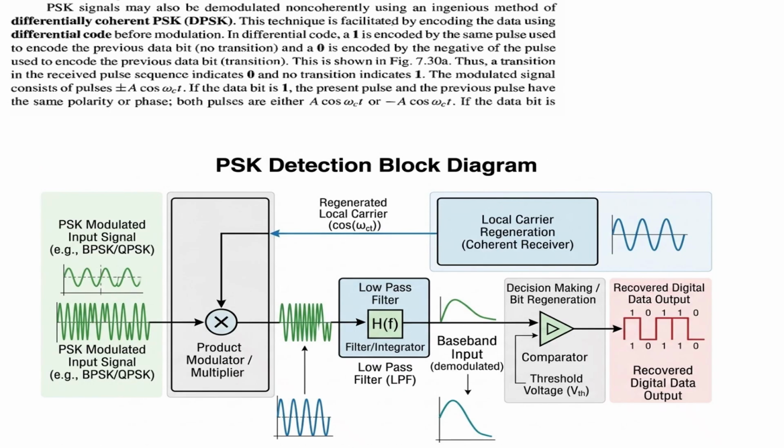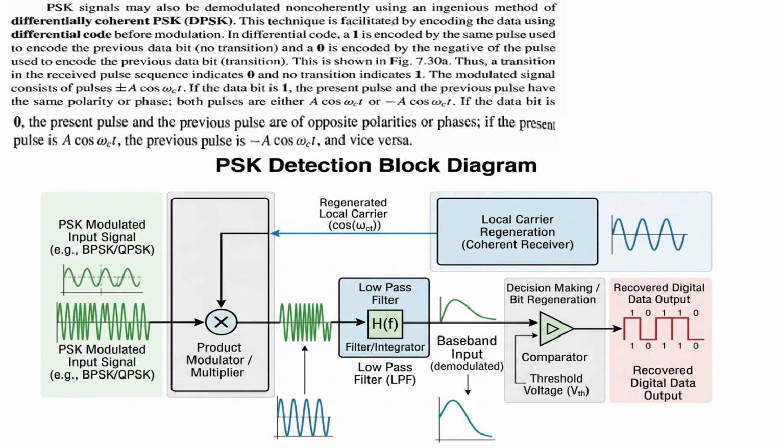So here is your PSK detection block diagram. So PSK signals may also be demodulated non-coherently using an indigenous method called differentially coherent PSK. So these are related to the non-coherent detection, right? So here if you see, signal is there, product multiplier is there, local carrier oscillator is there, and then a filter will be used. And suppose this is coherent, then in that case you do not require the filter, use the envelope type of detector for non-coherent. So don't get confused between coherent and non-coherent, right?